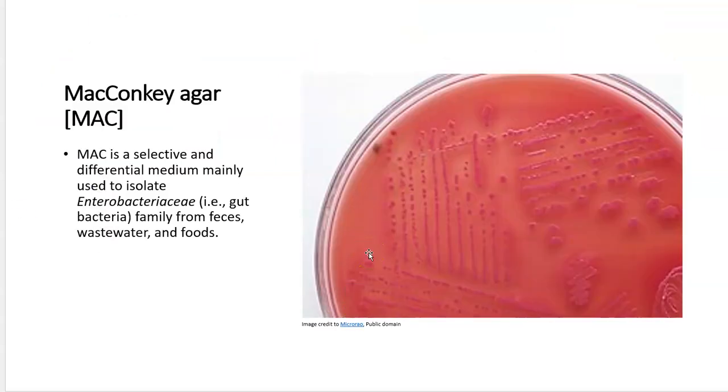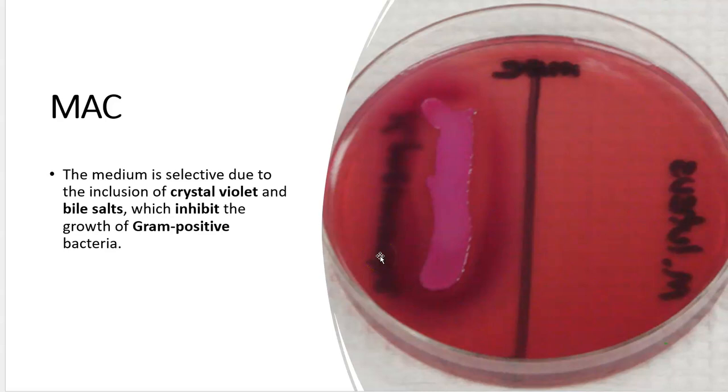The next media we'll talk about is the MAC agar, or the MacConkey agar. This is also a selective and differential plate that is used to isolate members of the Enterobacteriaceae family, which is just fancy terminology for bacteria that are commonly found within the gastrointestinal system. So the MacConkey agar is selective and differential. It's selective because it only allows certain types of bacteria to grow, but also differential because different types of bacteria will grow different colors.